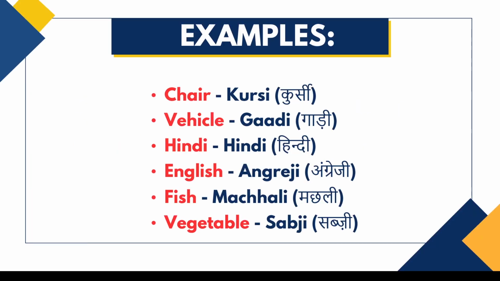Here are examples. Chair. Chair means kursi. This word ends with the E sound. That means this is a feminine word. Vehicle, gaadi. Hindi, Hindi. English, it's called Angrezi. Fish, machli. Vegetable, sabji. These words all end with the E sound.